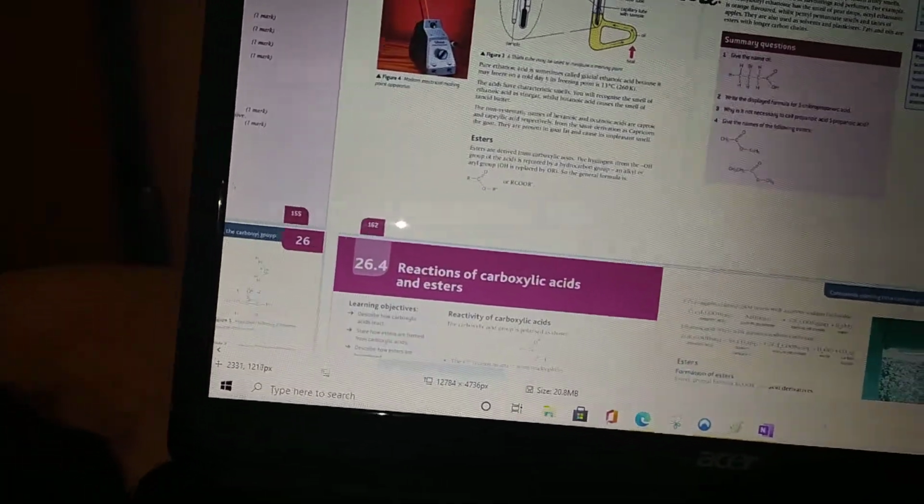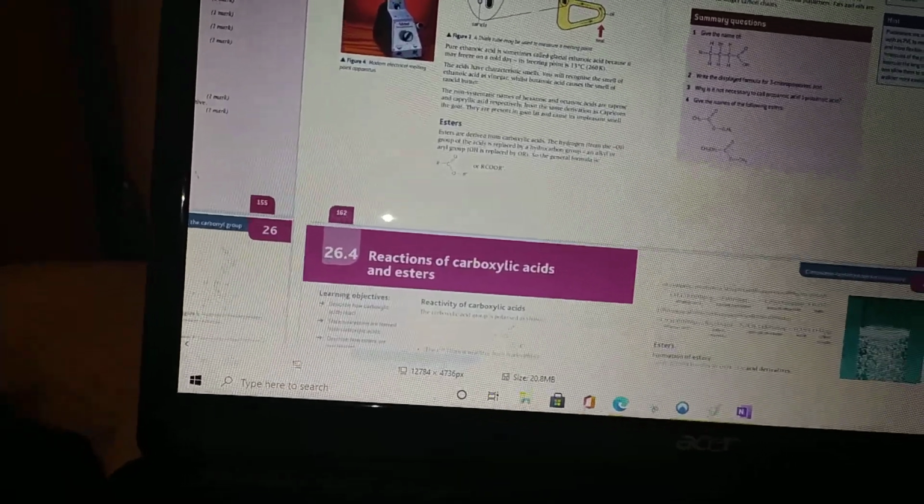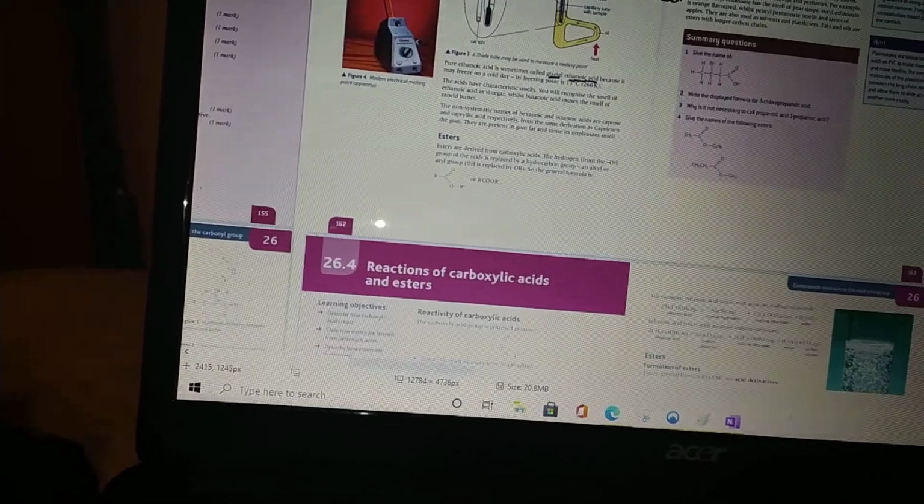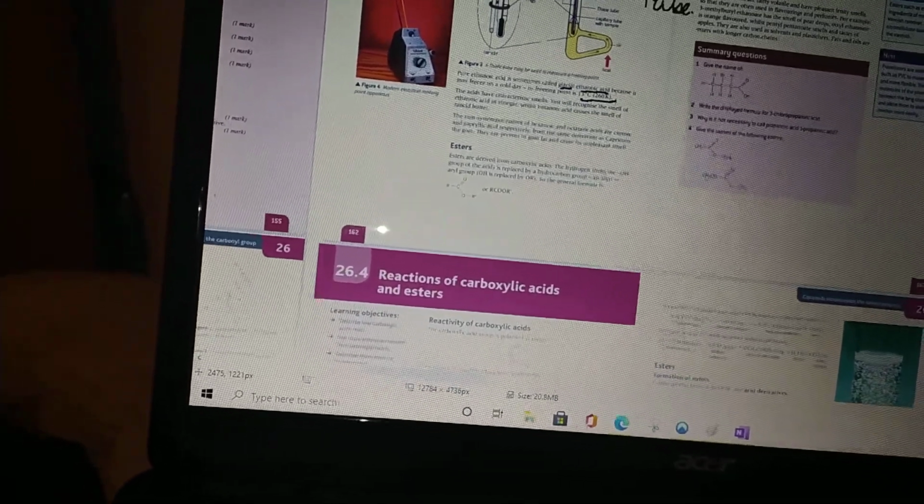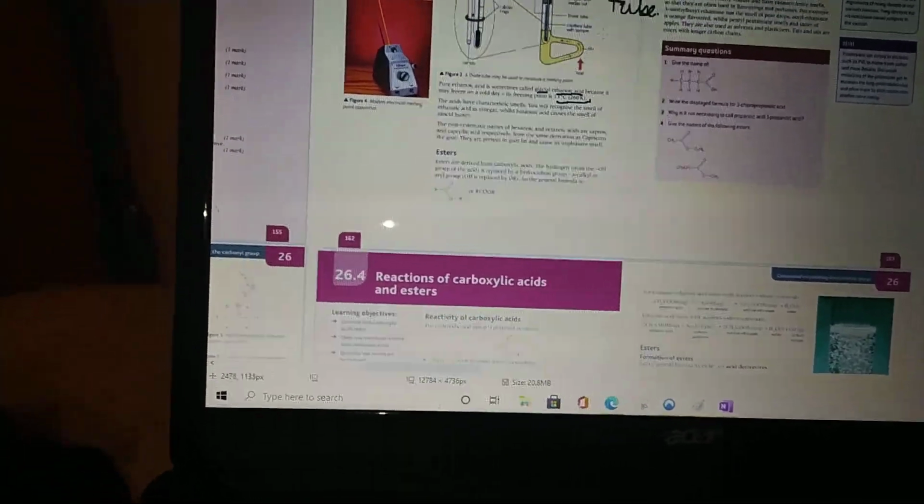Now, pure ethanoic acid is sometimes known as glacial ethanoic acid, because it may freeze on a cold day. The freezing point is 13 degrees Celsius, for instance. So pure ethanoic acid, also known as glacial ethanoic acid, can freeze quite quickly.